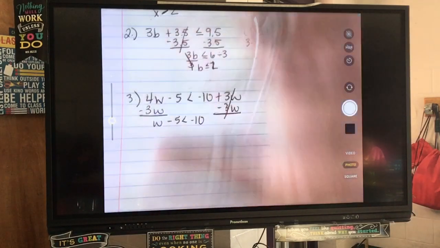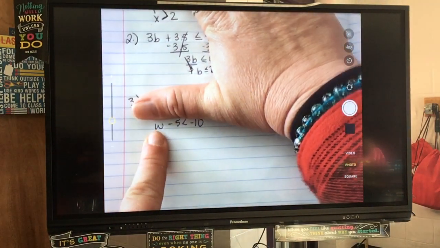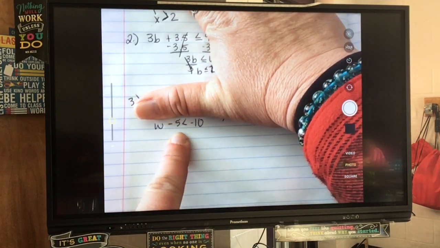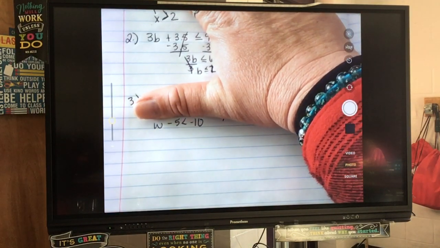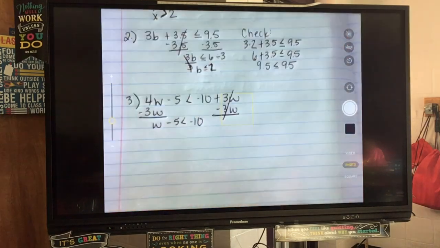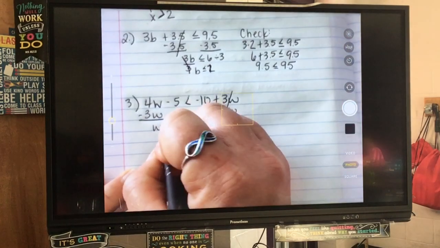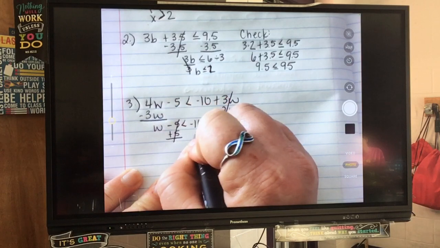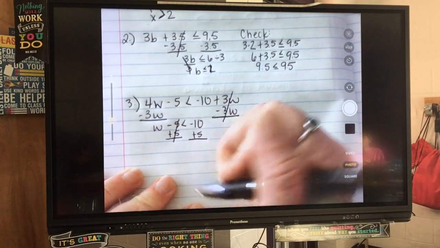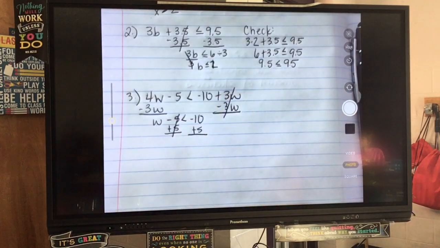Isabella, what do you think we have to do? If I want to get this w all by itself, am I going to do something with the minus 5 or the minus 10? Okay, so what's the opposite of minus 5? So I'm going to add 5 here, add 5 here. So if I have a negative 10 and I'm adding 5 to it, am I jumping to the right or to the left on the number line?